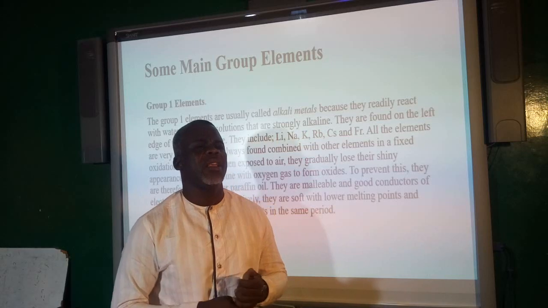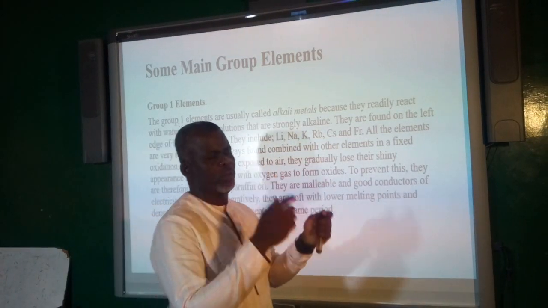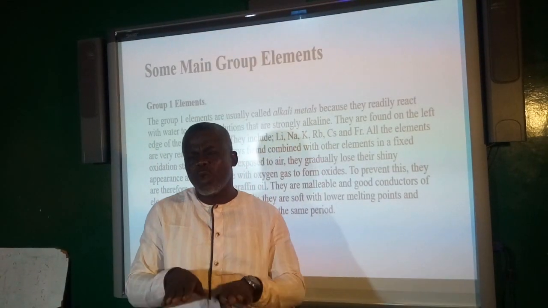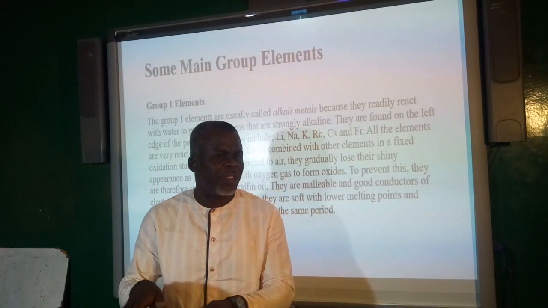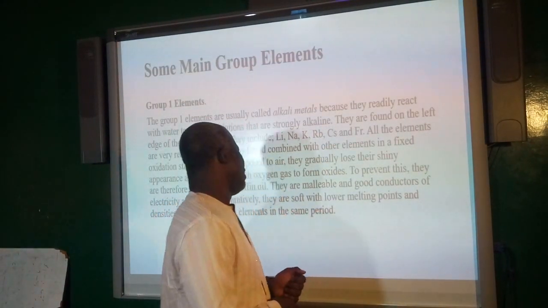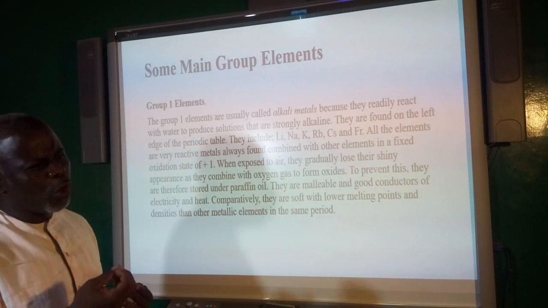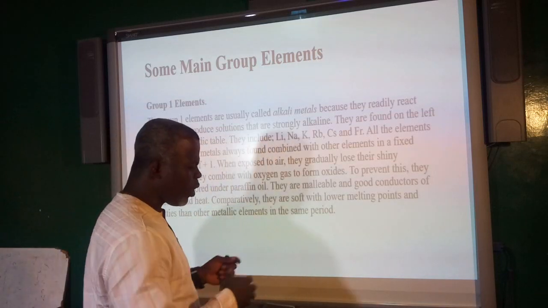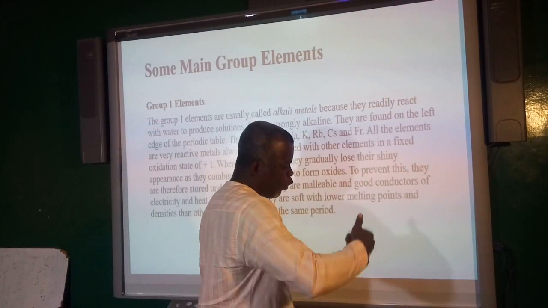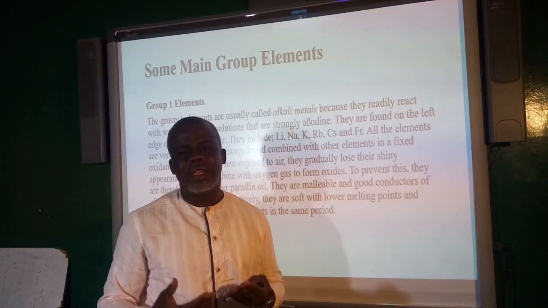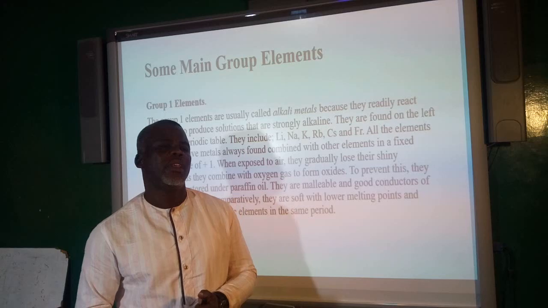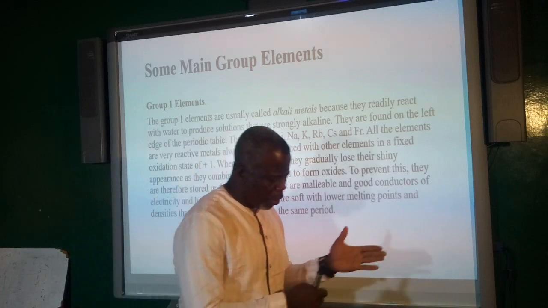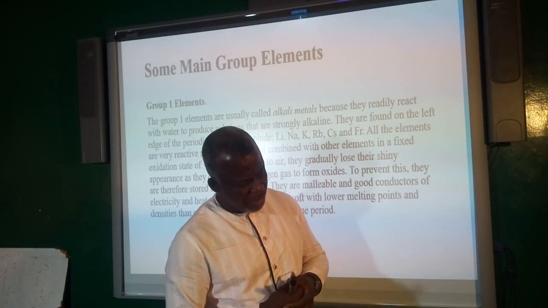They tarnish in air by being exposed to air, by reacting with oxygen. So they are always stored under paraffin oil to prevent contact with the air. They are metals with low melting points and low densities. If you compare them with the other elements, you see that they are comparatively very soft. So they have low melting points and low densities among the metallic elements on the same period.